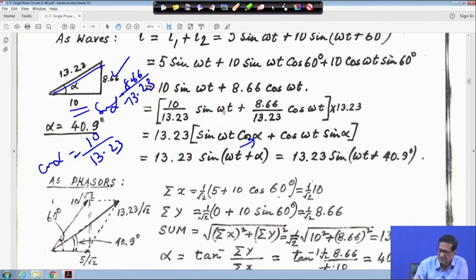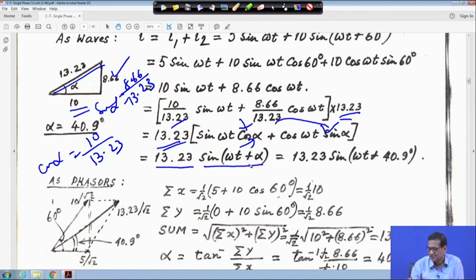So, that is why here this one is replaced by cos alpha and this one is replaced by sin alpha, right, and this is multiplied by 13.23. So, it is sin a cos b plus cos a sin b. So, that is 13.23 sin(omega t plus alpha), where alpha is 40.9 degree, because if cos alpha is equal to 10 by 13.23, alpha will be 40.9 degree.